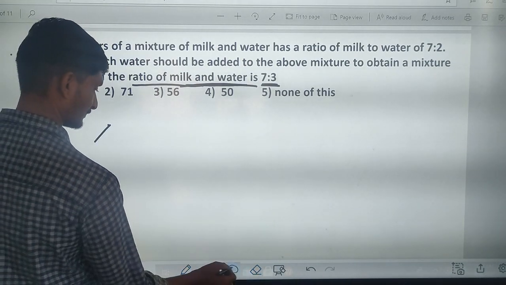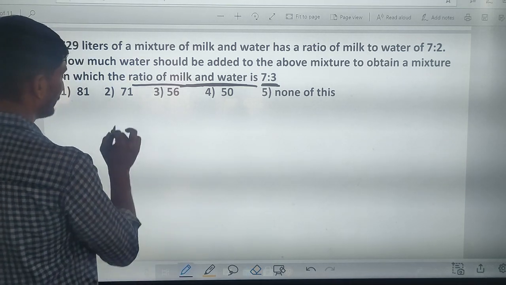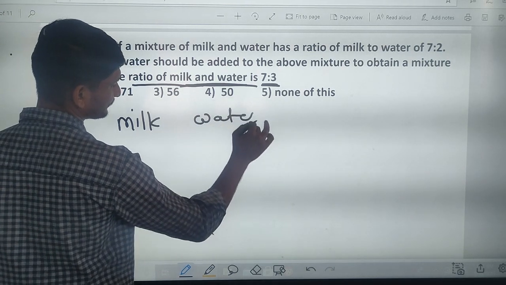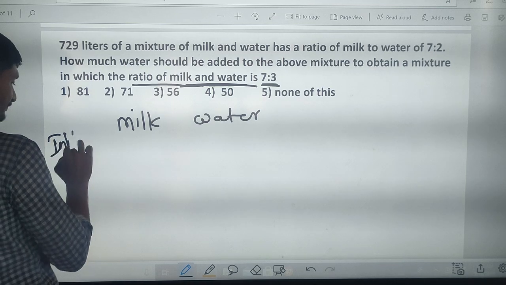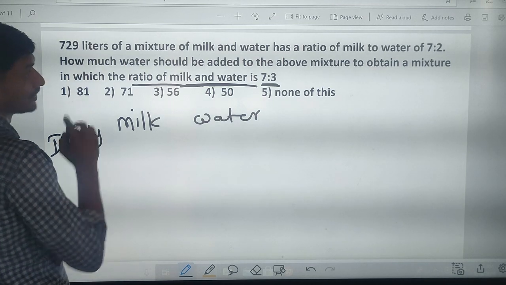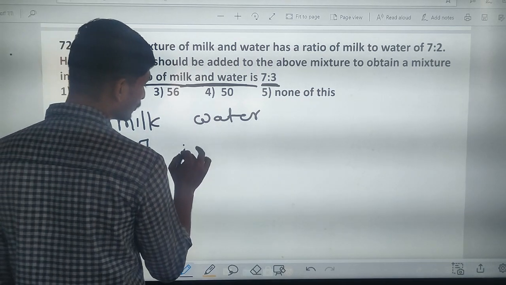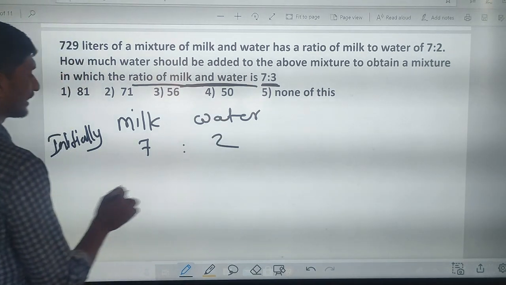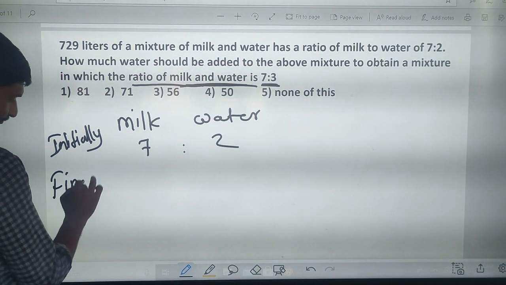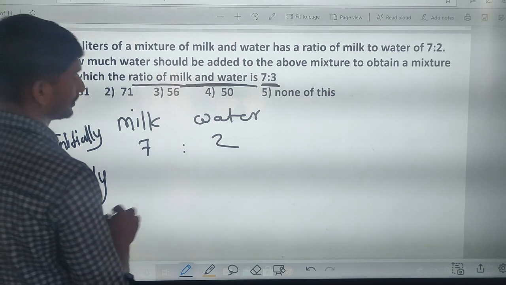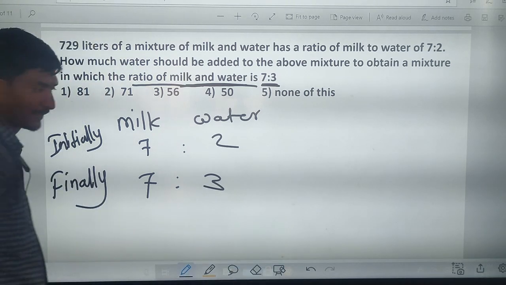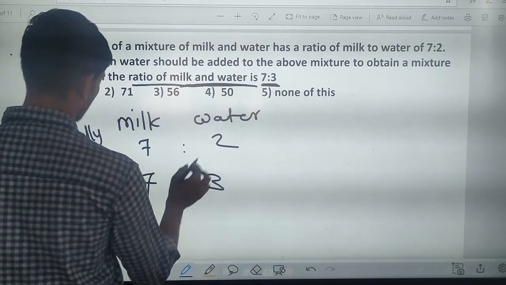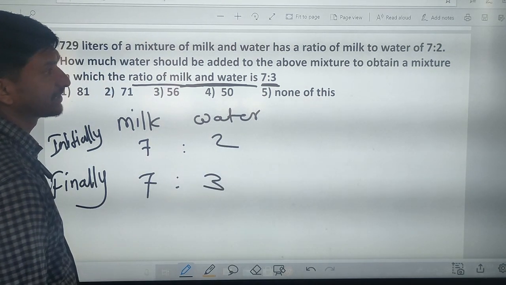Now here, first, milk and water. First ratio, initially, ratio is 7:2. Then we added water. Only we added water. Then finally the ratio is 7:3.